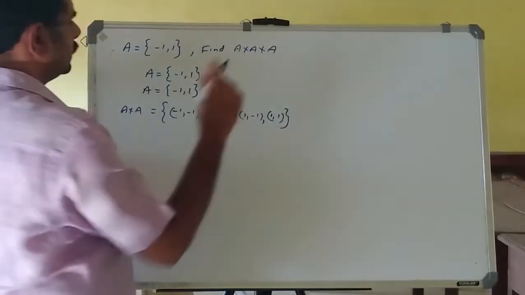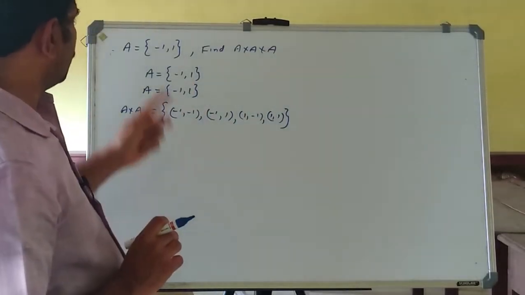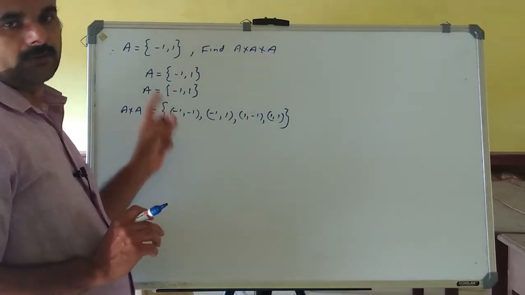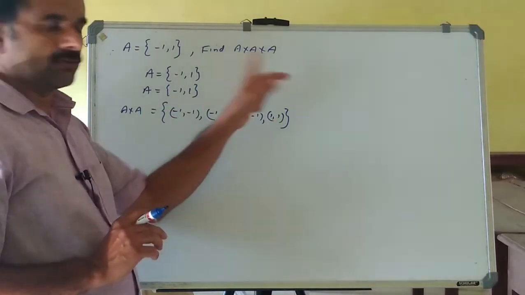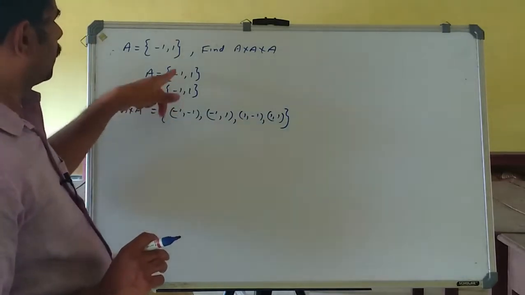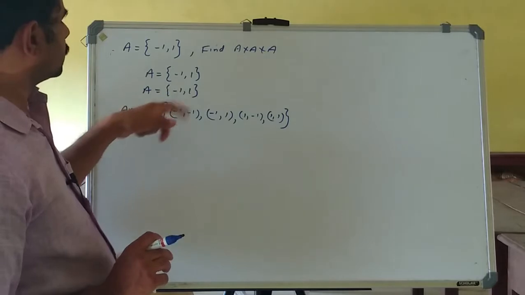Right. This is A cross A. How many elements in A? 2. Then what will be the number of elements in A cross A? 2 into 2, that is 4. 1, 2, 3, 4. Right. So (-1, -1), (-1, 1), (1, -1), (1, 1).